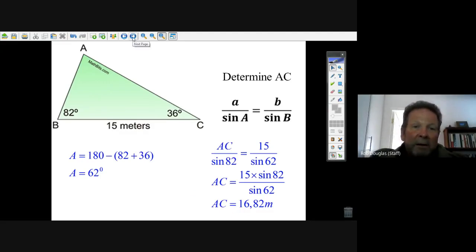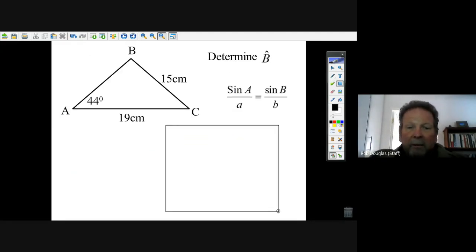Now you can use it to find an angle as well. I'm going to cover this solution here to give you a chance to try this. What if I asked you, here's a triangle ABC. I'm giving AC is 19 centimeters, BC is 15 centimeters, and I asked you to find angle B. Well, you go ahead and try and do it, and you could stop the video, or you can just watch it right now to see how it's done.